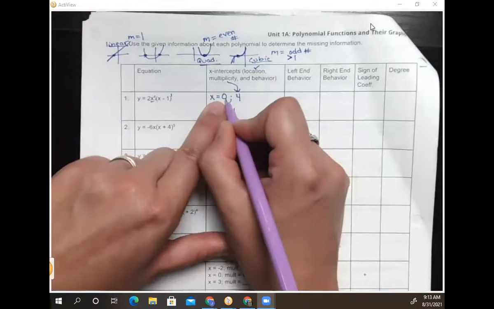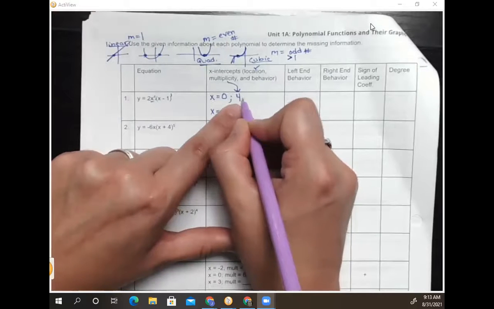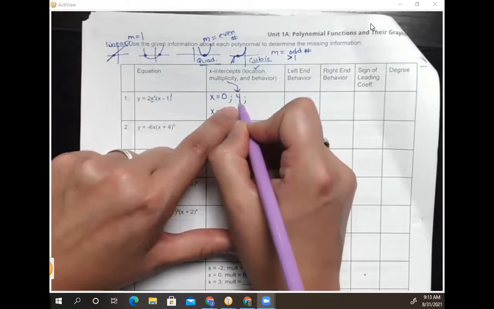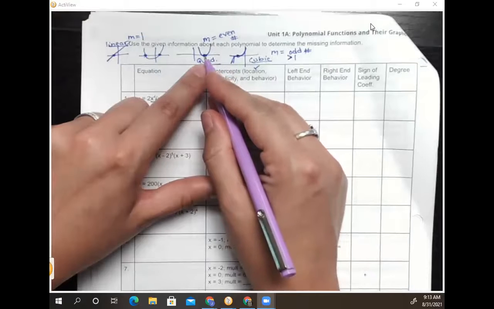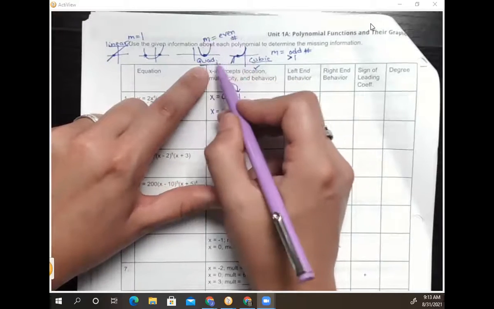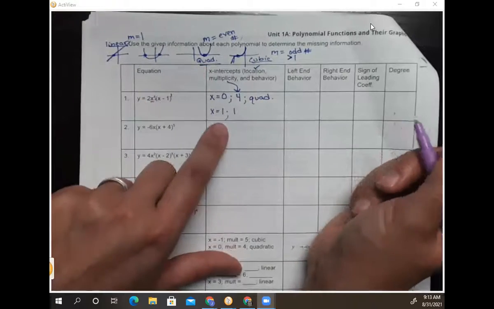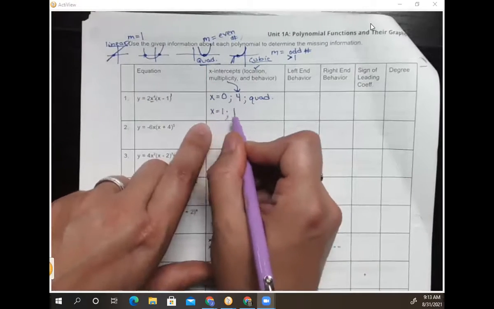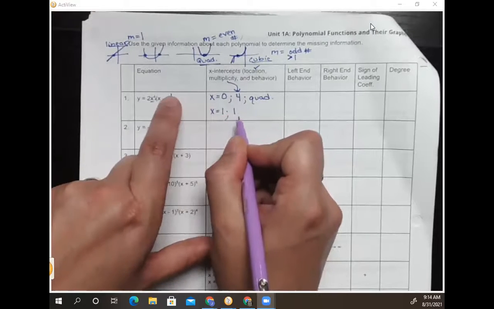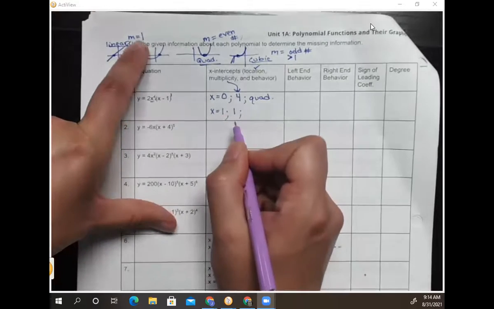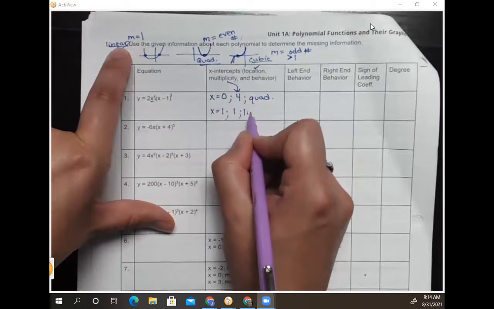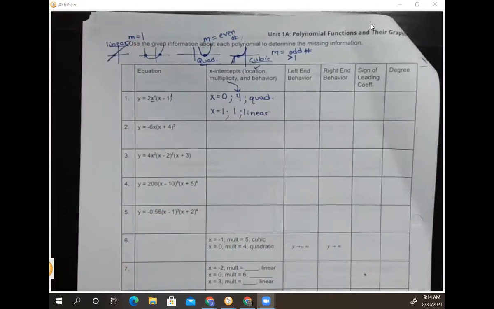So for our x-intercept at 0, since its multiplicity is an even number, that means at the x-axis we're going to see something that looks like this. So even number multiplicity means we've got quadratic behavior. For our x-intercept at 1, since its multiplicity is 1, its exponent is 1, that means we're going to have linear behavior. Anytime the multiplicity is 1, we've got linear behavior. So that's all the information I can give about the x-intercepts and what the graph looks like at those x-intercepts.